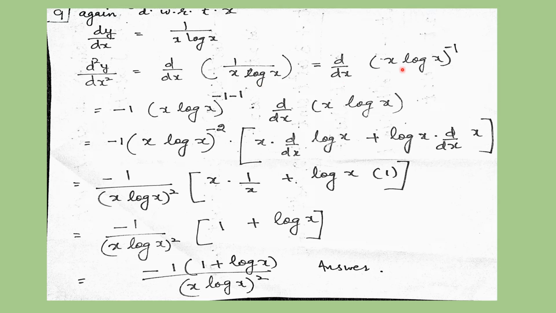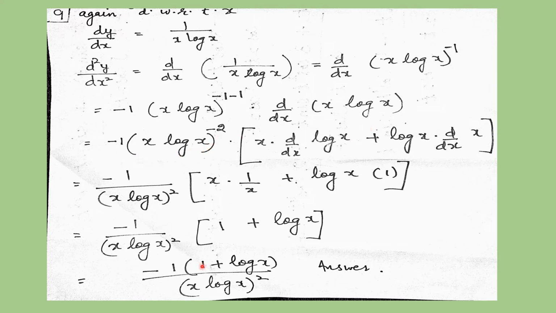Right? Now you can write it as the derivative of (x log x) power minus 1. Just take it to the numerator and the power will get minus 1. Now you will be using the x power n formula, which is n x power n minus 1. So the power minus 1 will come in the beginning and you will get minus 1 (x log x) power minus 1, multiplied by the derivative of whatever is in the bracket. You will find the derivative separately, d by dx of x log x. So this will get transformed into minus 1 (x log x) power minus 2.